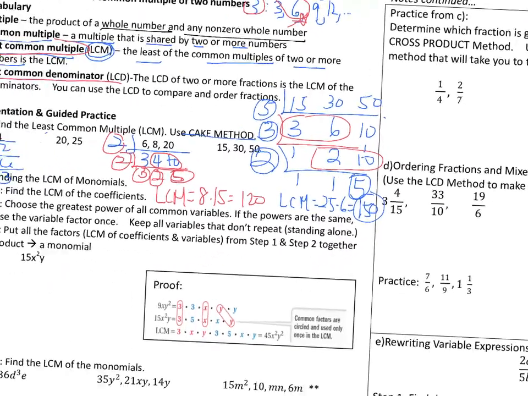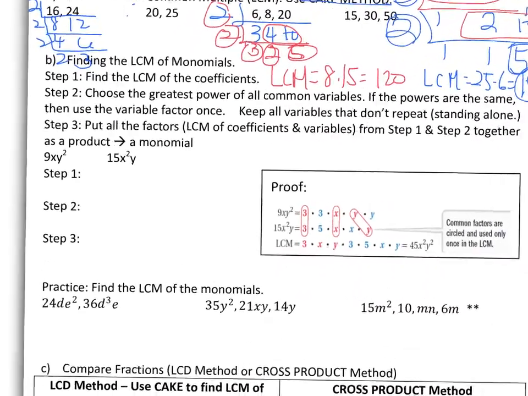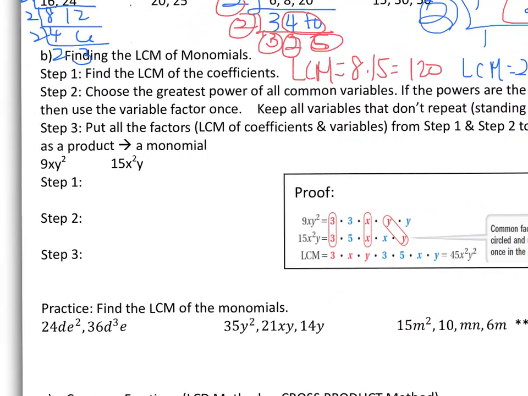Now, let's move on. The goal here is to find the LCM of monomials. I listed the steps here, and I am going to walk through the steps with you right now. So let's look at the two monomials right here. Between 9 and 15, we need to calculate the LCM.